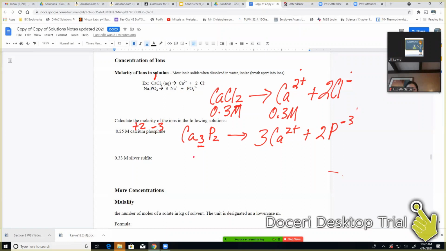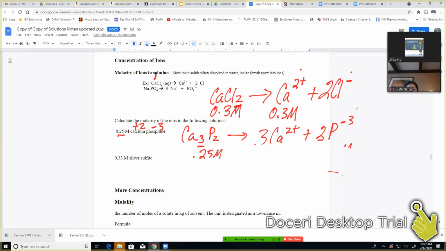It says it's 0.25 molar. So 3 times 0.25 would be 0.75 molar. And then 2 times 0.25 would be 0.50 molar. So just take your coefficient and multiply it. Notice originally it was 2 sig figs. I had to make sure that these were 2 sig figs. Like I couldn't have just said 0.5 there.